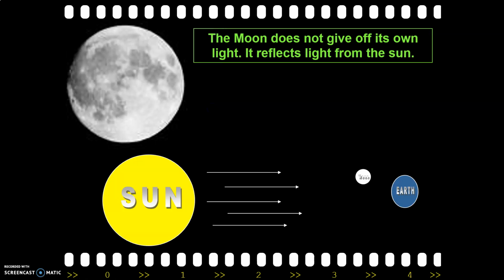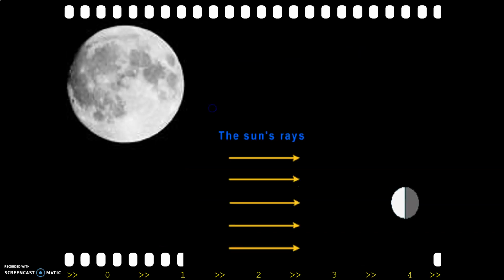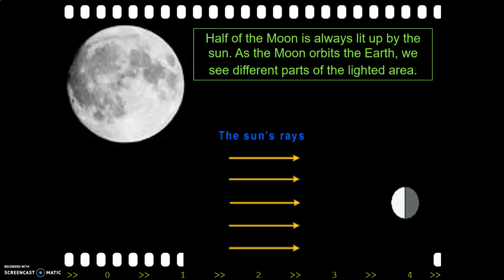The moon does not give off its own light. It reflects light from the sun. Half of the moon is always lit up by the sun. As the moon orbits the earth, we see different parts of the lighted area.